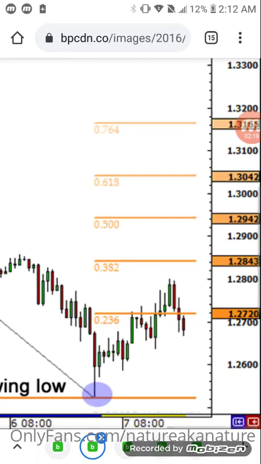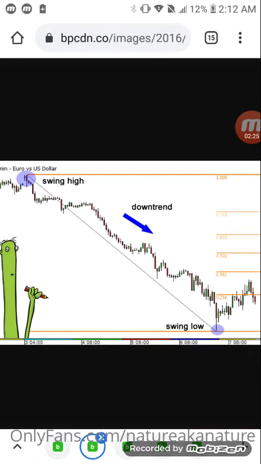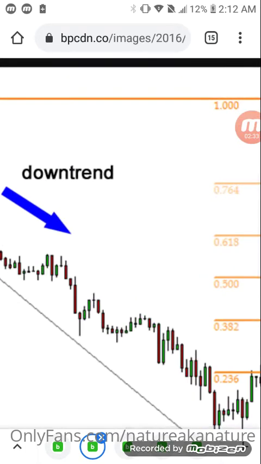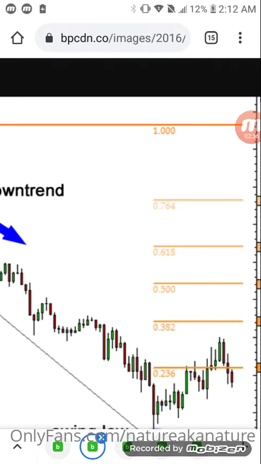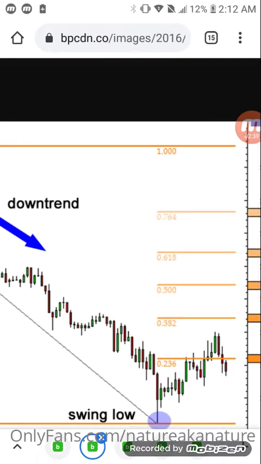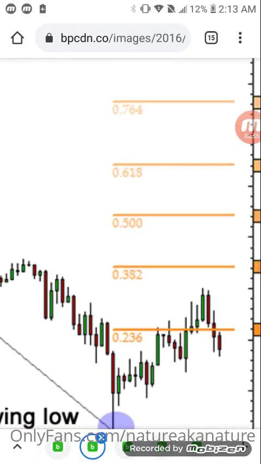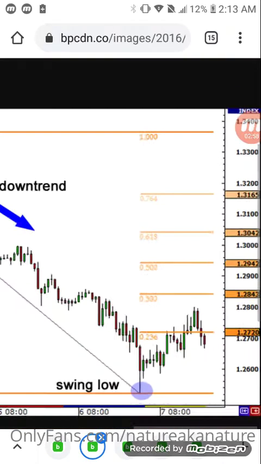The theory is that price will retrace once you draw your Fibonacci retracement from the swing high to the swing low of the downtrend. Price is going to retrace off of one of these retracement levels, either 23.6, 38.2, 50, or 61.8, before heading back in the overall direction of the trend, which is down. Right now price is currently retracing back at 23.6. Let's see what happens.